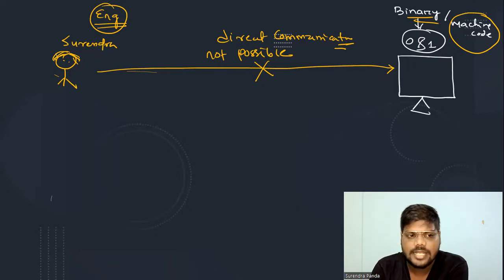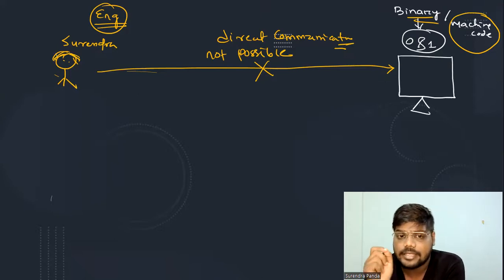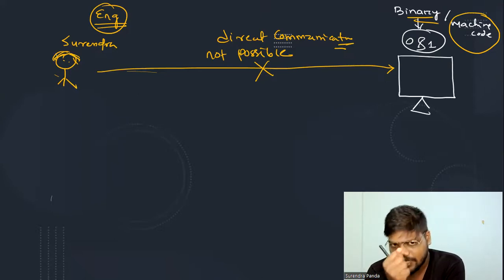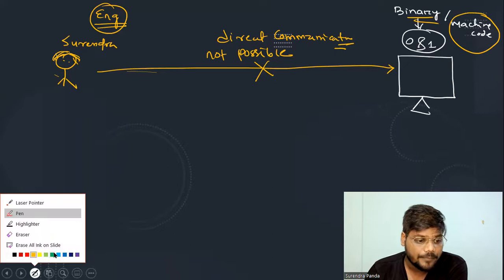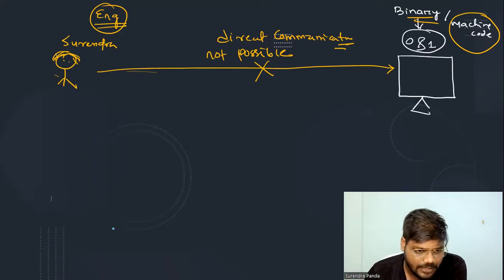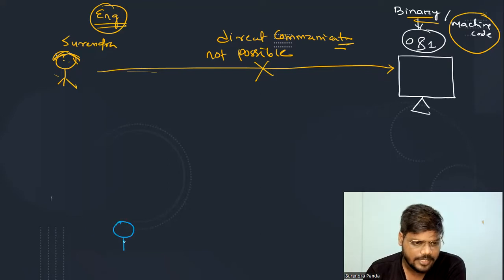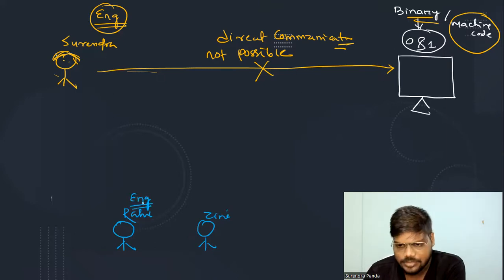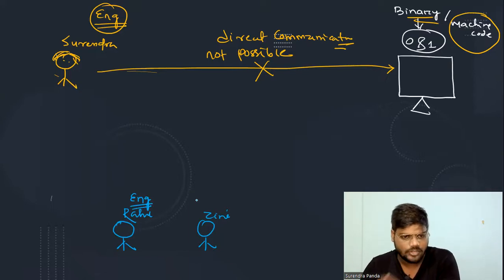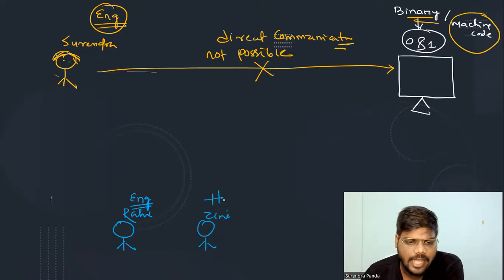Okay, so sir, is any indirect communication possible? Yes, indirect communication is possible. To understand indirect communication, sir, I am going to discuss one example, so better to observe this example. Suppose there is a person called Rahul, and another person called Zinni. Rahul knows English. It is a common example, you will find it in all the books. And Zinni knows a language called Hindi, an Indian local language.